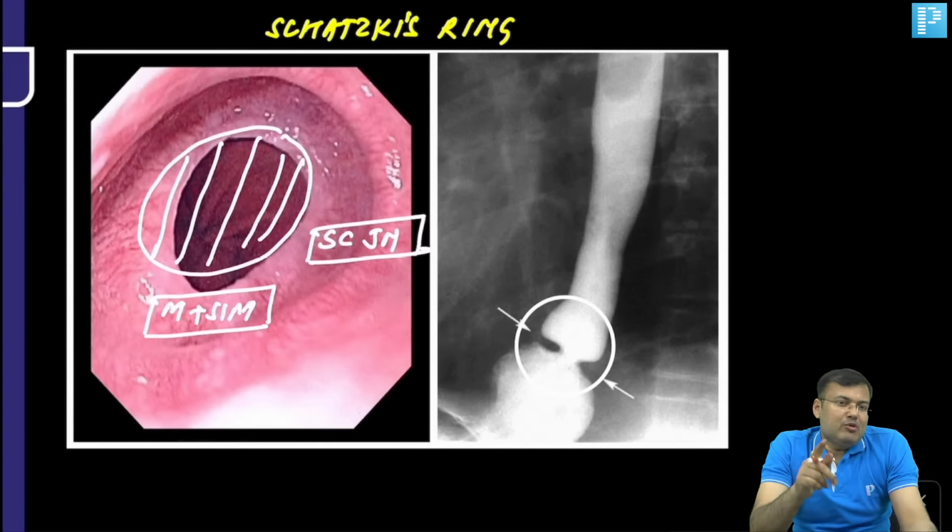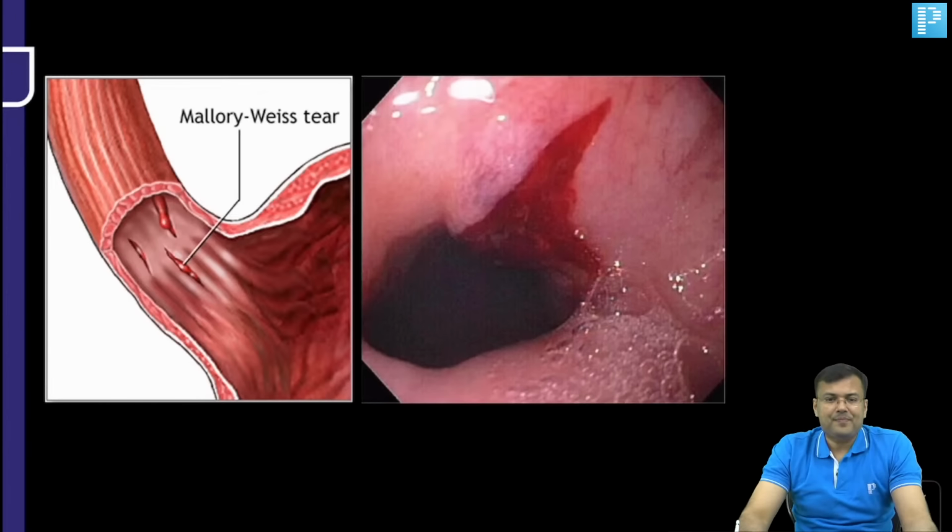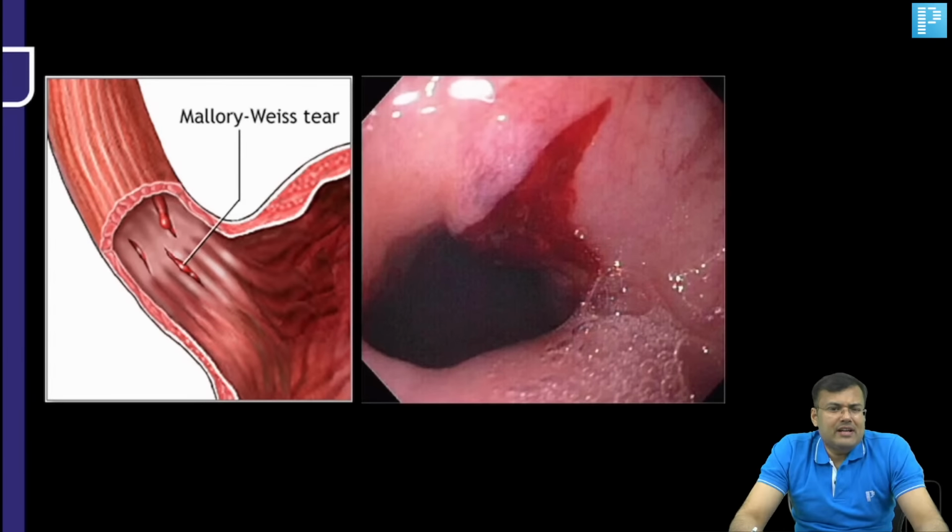If the patient is symptomatic, we just go for dilatation. Surgical excision should not be done, otherwise there will be stricture. So, what is the name? Schatzki's ring.